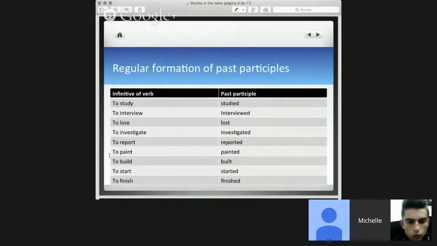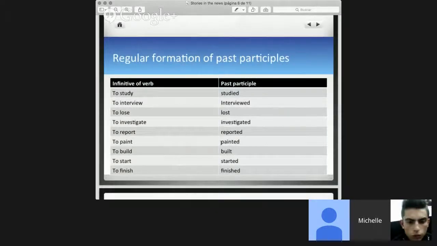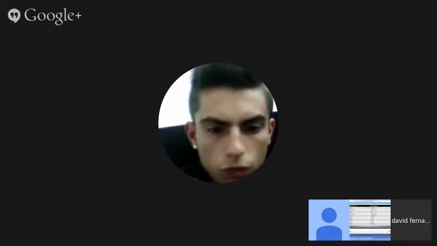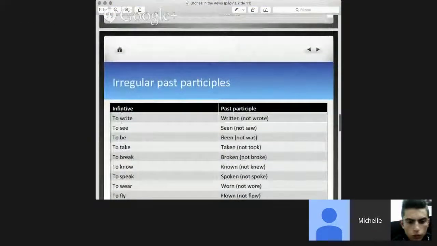Yeah, so here, I'll go read through them for just a moment. Studied, interviewed, lost, investigated, reported, painted, built, started, and finished. So, good. Okay. So these are regular formations. So like I said, they're a lot easier than the irregular ones because they're the exact same as the past simple. So now we're going to take a look at the irregular past participles.